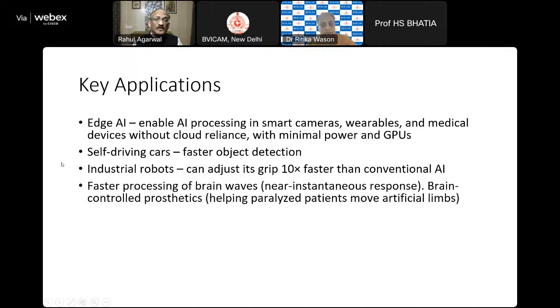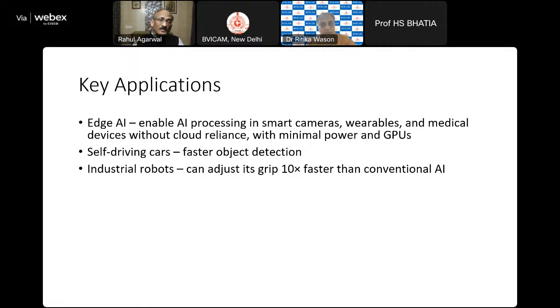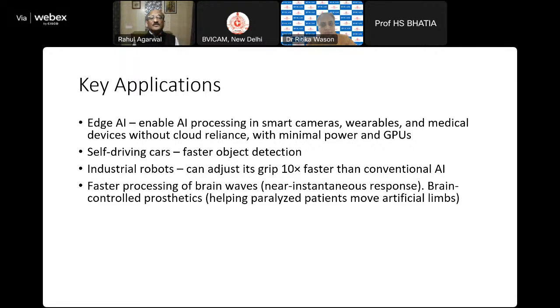Then faster processing of brain waves. Our brain keeps on emitting different waves, and the nature of brain waves at a given time indicates what is happening inside the brain. So you can capture the brain waves and infer from them by using these computing devices. You can infer them much faster.